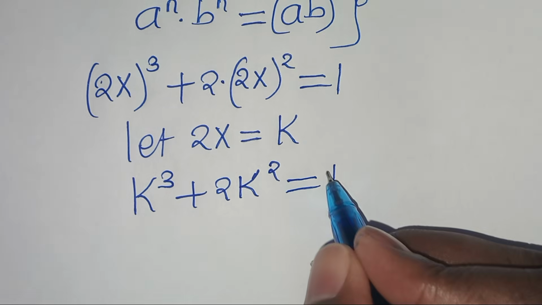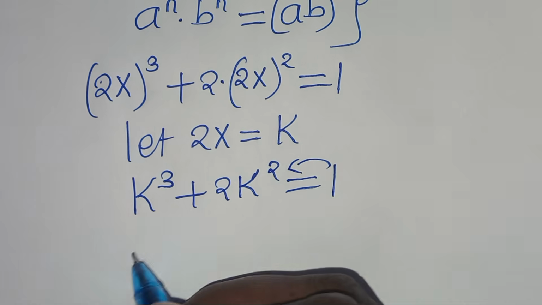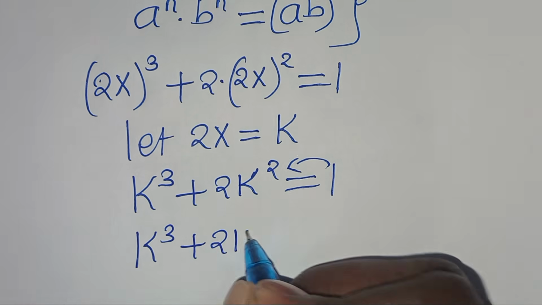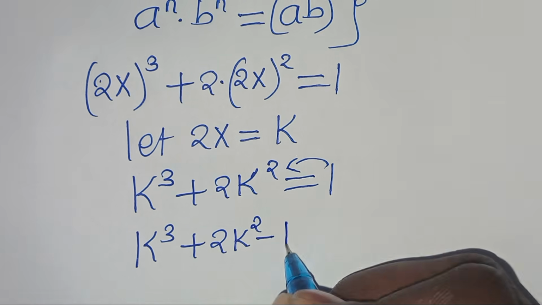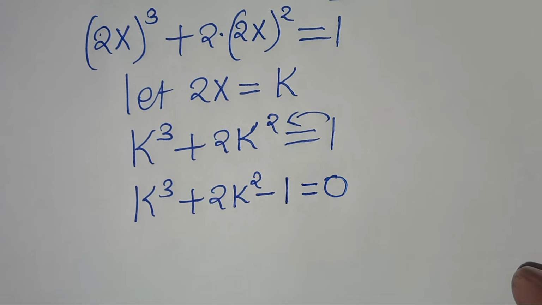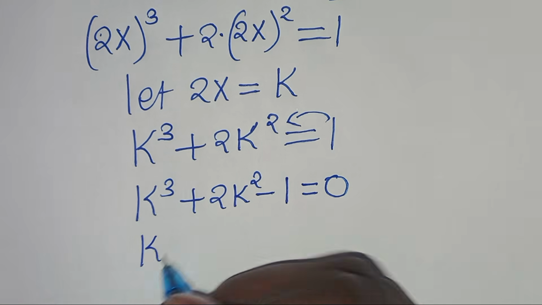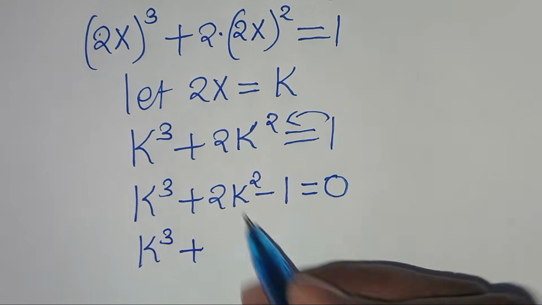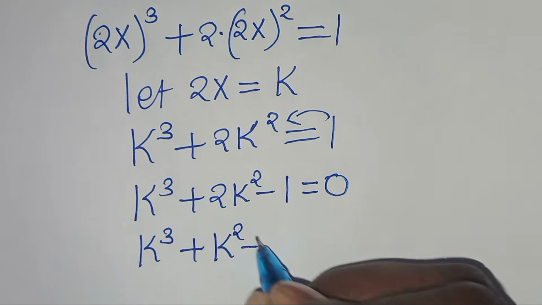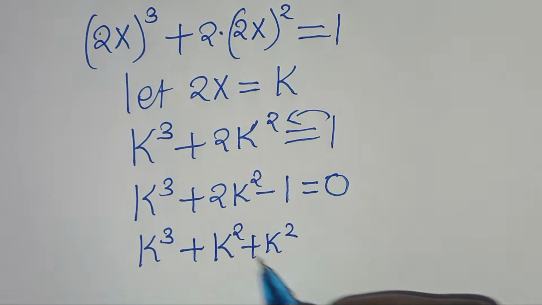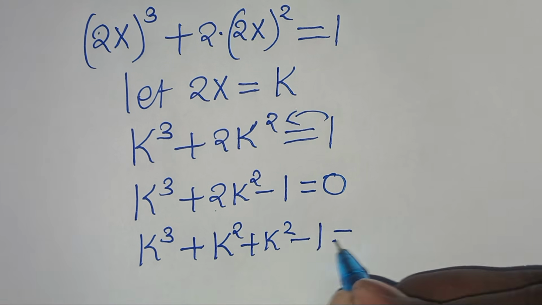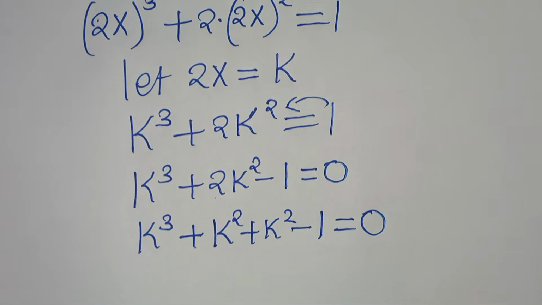The next step is to take 1 to the left hand side, and this means we have k to the power of 3 plus 2k to the power of 2 minus 1 is equal to 0. The next step is that we have k to the power of 3 plus 2k squared. This is the same thing as k to the power of 3 plus k squared plus k squared, this is 2k squared, then subtract 1. This is equal to 0.